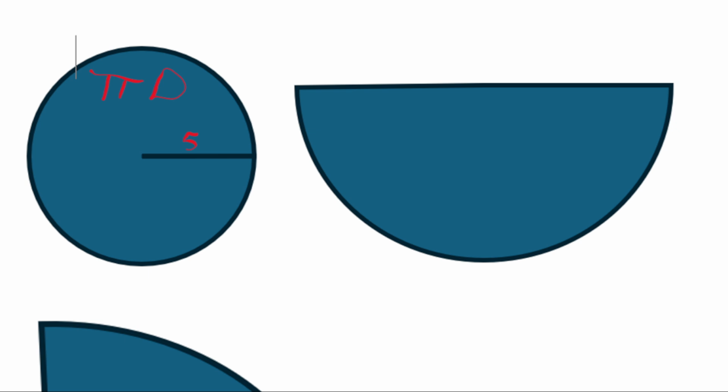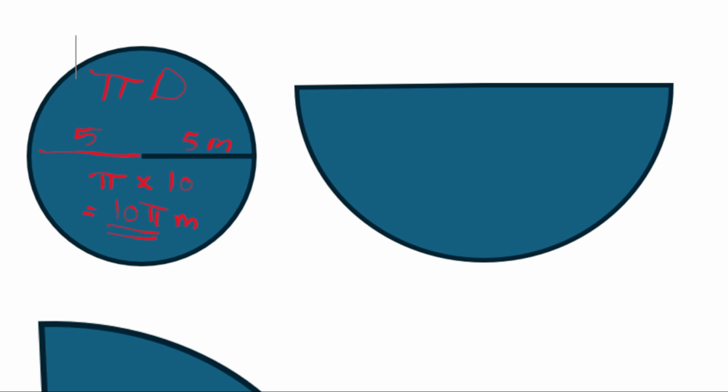So the diameter is just two 5s, because this is also going to be 5. So it's 10. Then the circumference is going to be pi times the diameter, which is 5 plus 5, which is 10. And then the circumference is just 10 pi. And it's units. So if this is meters, this is going to be meters.